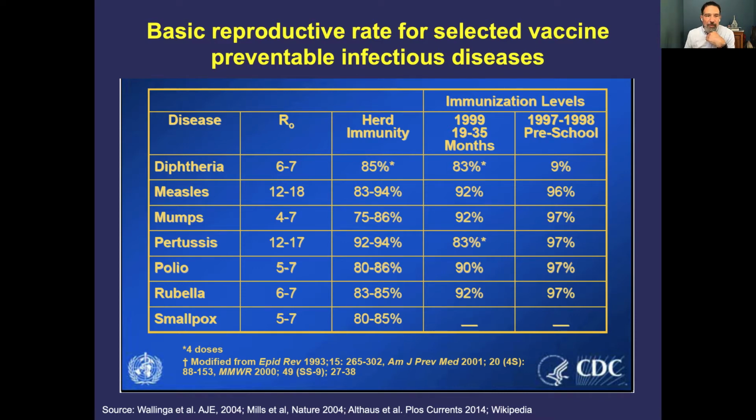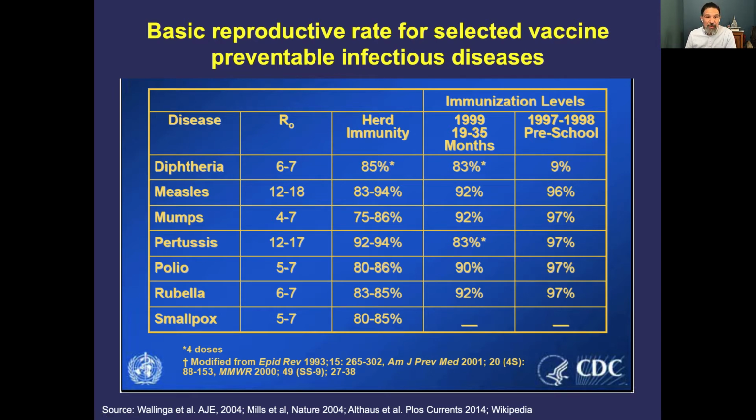So for example, you can see diphtheria has an R0 of 6 to 7, meaning that each new case introduced to an entirely susceptible population will result in another 6 to 7 cases on average. And compare that to an infection like measles or pertussis, which has much more epidemic potential, where each new case results in maybe 12 to 18 new cases on average.